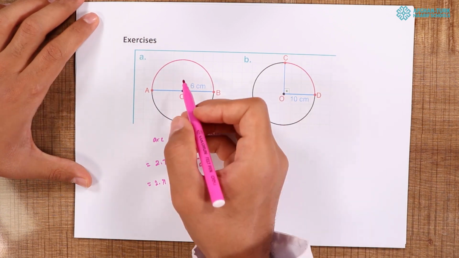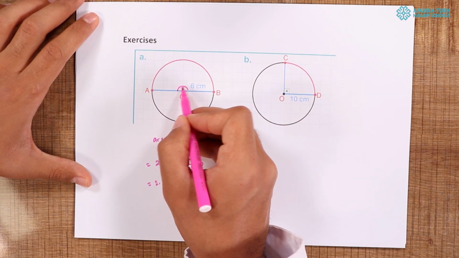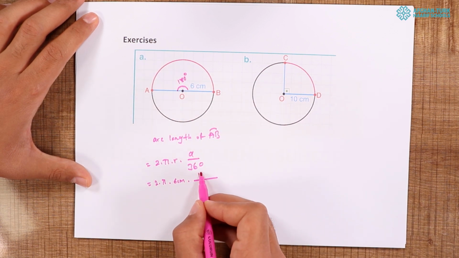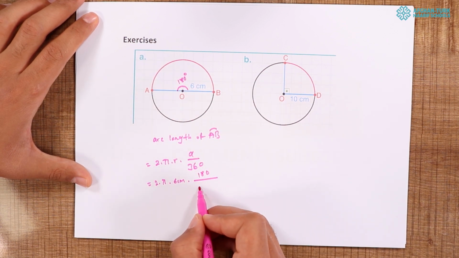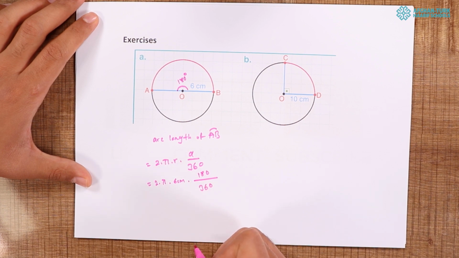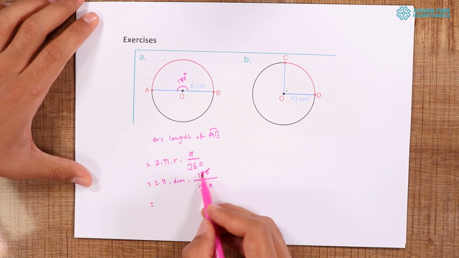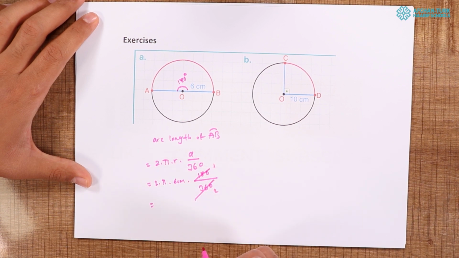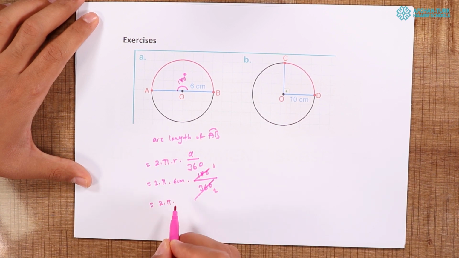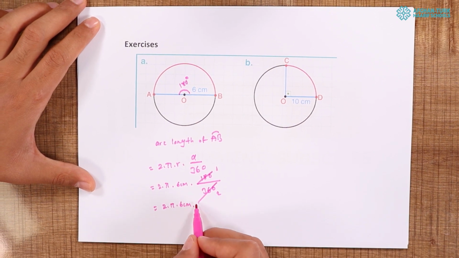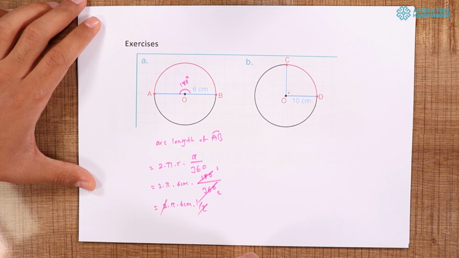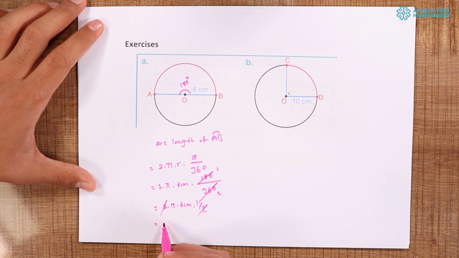What is A? Here I told you 180 degrees. So 180 over 360 is equal to 1 over 2. It means 2 times pi times 6 centimeters times 1 over 2. So we can cancel 2 with 2, so the answer is 6 centimeters times pi.